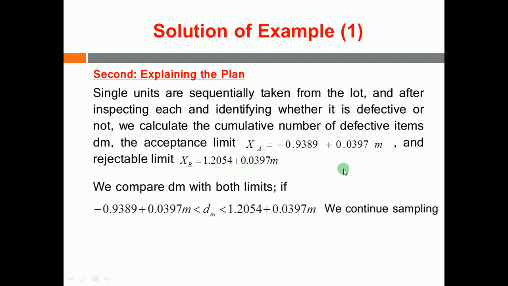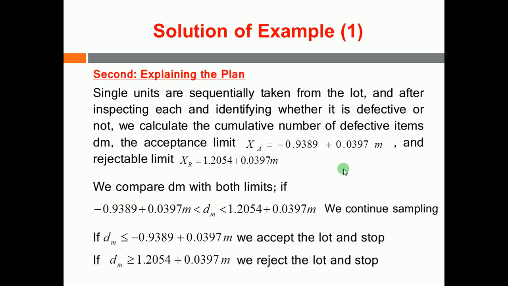Then we start to compare DM with both limits, XA and XR. If DM is between the two limits, XA and XR, then our decision should be to continue sampling. We go to the lot and take another unit, inspect it, and repeat the whole process all over again. If DM is less than or equal to the acceptable limit, XA, then our decision should be to accept the lot and stop. If DM is greater than or equal to XR, the rejectable limit, then our decision should be to reject the lot and stop. This is the explanation of the plan.